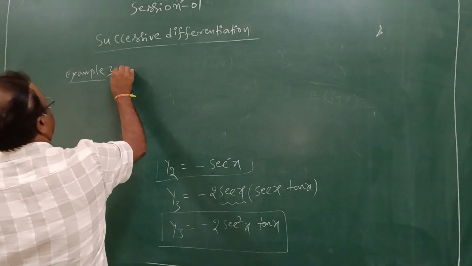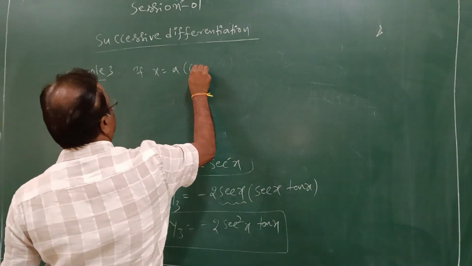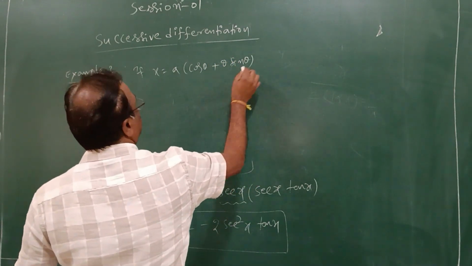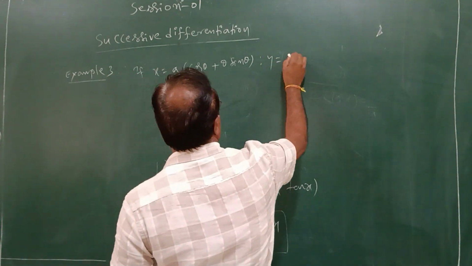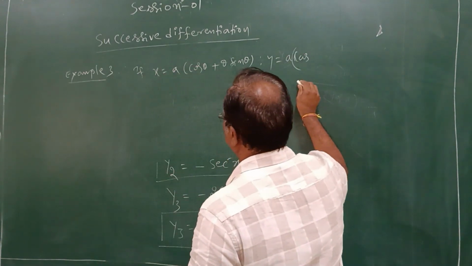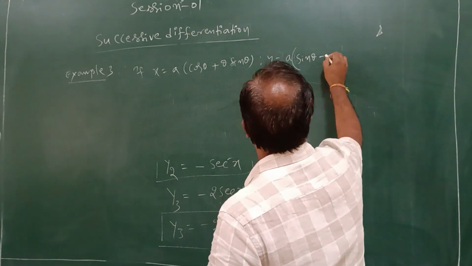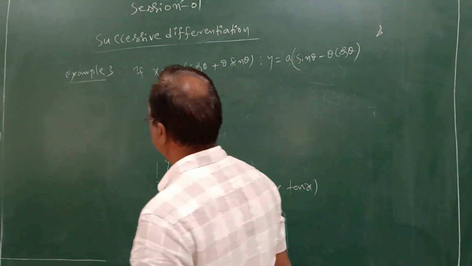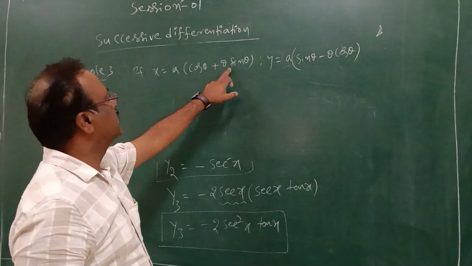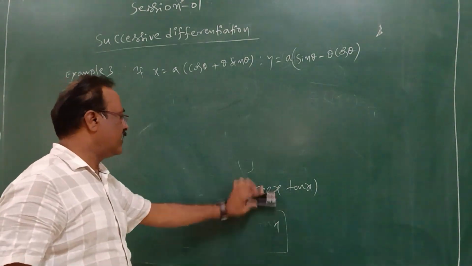So, I will consider x is equal to a into cos theta plus theta sin theta, and y is equal to a into sin theta minus theta cos theta. I have taken this problem: x is equal to a into cos theta plus theta sin theta, and y is equal to a into sin theta minus theta cos theta.